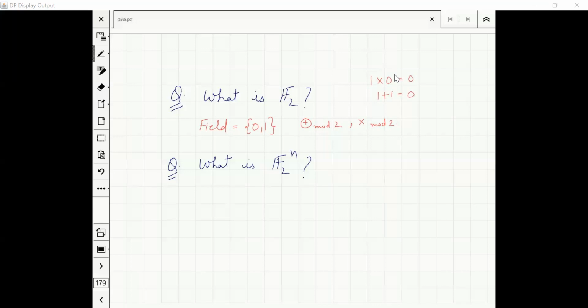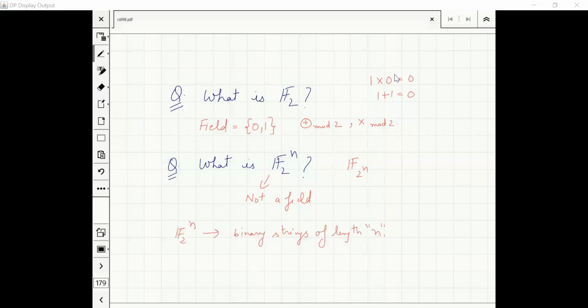And then we can talk about F2 to the power n. Is F2 to the power n a field? No, it is not a field. F2 whole to the power n is not a field. What are we talking about? F2 to the power n, what do I mean? The elements are basically binary strings of length n. This is our familiar Boolean hypercube, all the elements are like that.